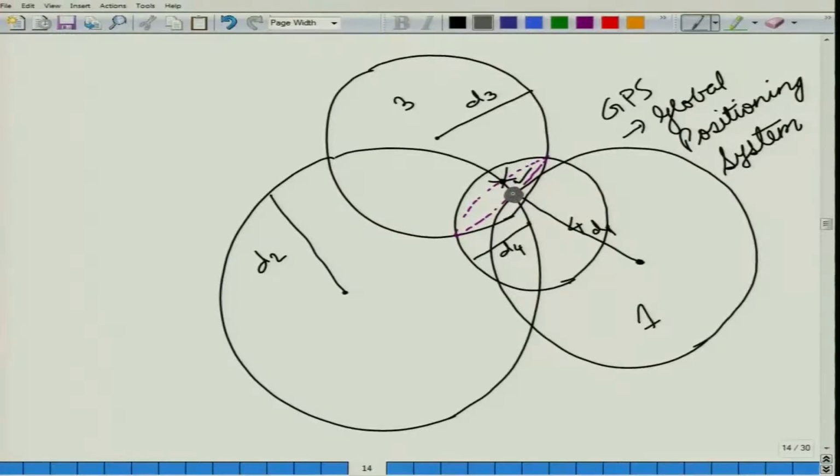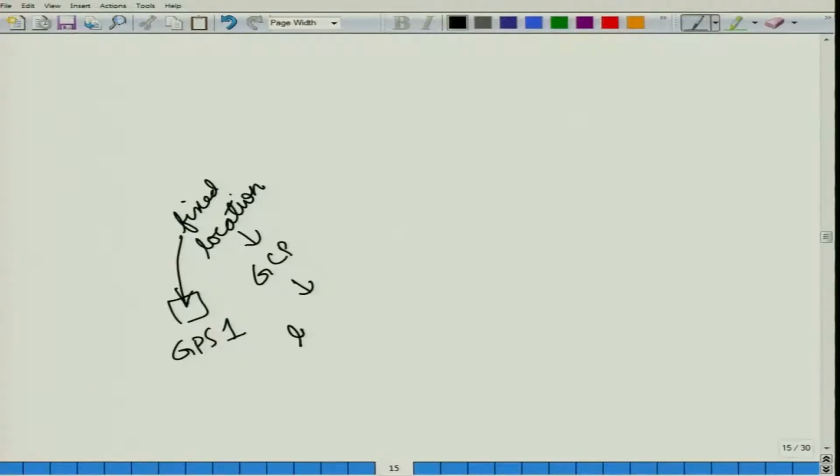Now, to reduce that circle, if we wanted to know our position with a greater precision, what we would do is we would take 2 devices. So, we would have a GPS 1 that is kept at a fixed location, also known as a GCP, that stands for a ground control point. Now, we exactly know the position of this device.